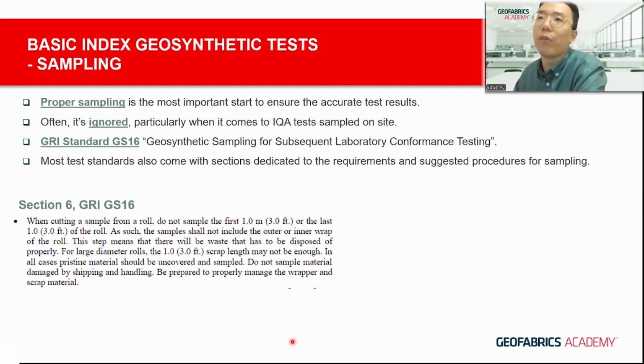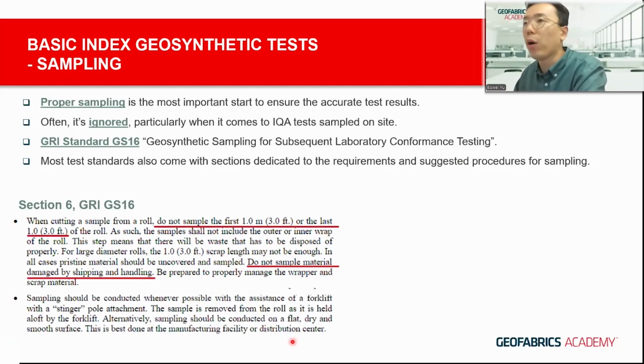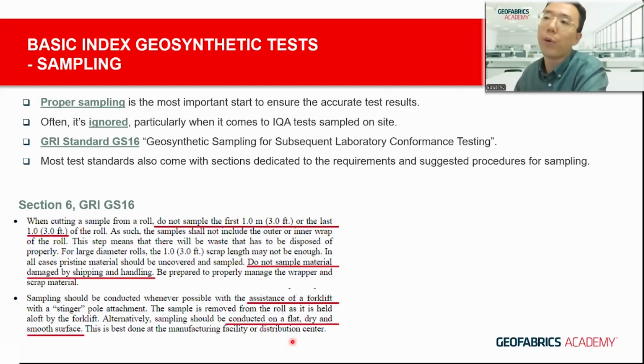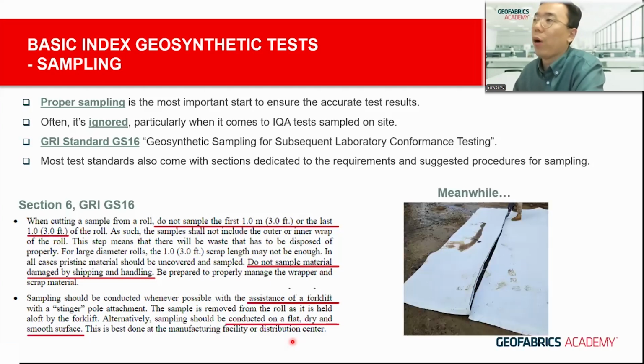So just to take an example, the GS16 standard specifically asks do not sample the first 1 meter or the last 1 meter of the roll, because that could be easily affected by shipping, or do not sample material damaged by shipping and handling. And whenever possible, when you do the sampling, you want to have the assistance of a forklift to lift up those rolls and cut above the ground. And if that's not possible, at least conduct it on a flat, dry, and smooth surface. However, this is something we often have on the site. And you can imagine how this sort of sampling method can affect the performance of the products when they arrive in the laboratory.